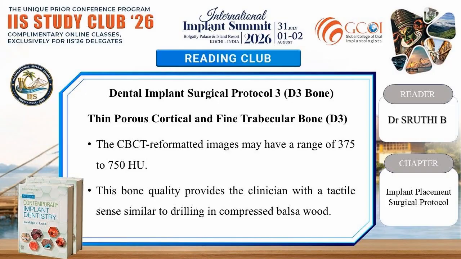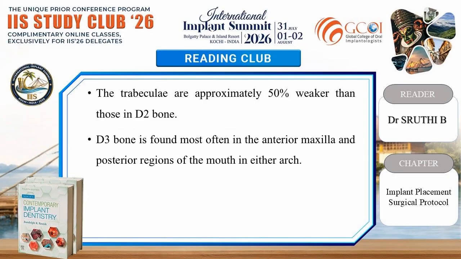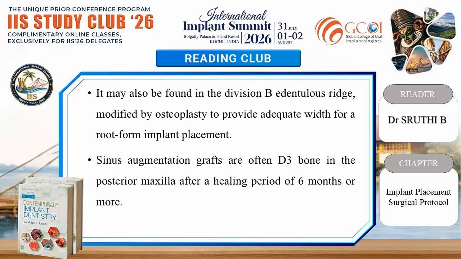D3 bone, thin porous cortical and fine trabecular bone. The CBCT reformatted images may have a range of 375 to 750 Hounsfield units. This bone quality provides the clinician with a tactile sense similar to drilling in compressed balsa wood. The trabeculae are approximately 50% weaker than those in D2 bone. D3 bone is found most often in the anterior maxilla and posterior regions of the mouth in either arch. It may also be found in the division B edentulous ridge modified by osteoplasty to provide adequate width for a root form implant placement.